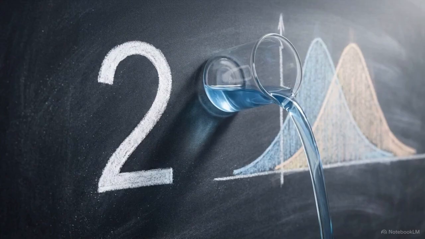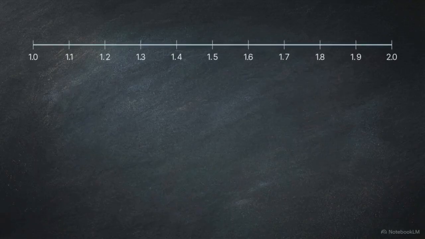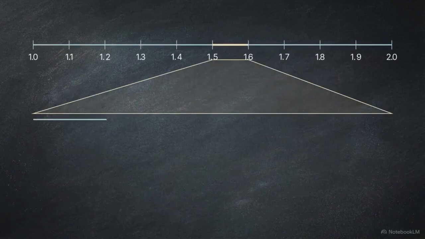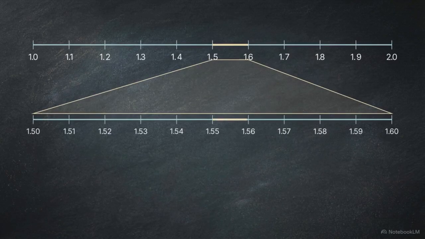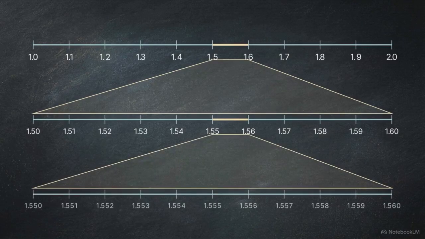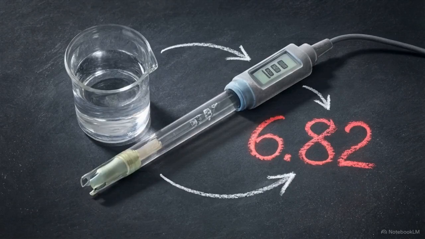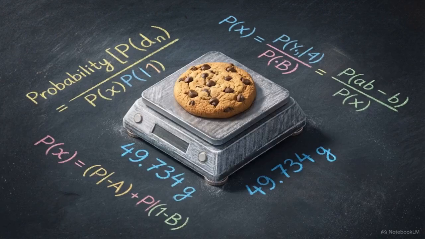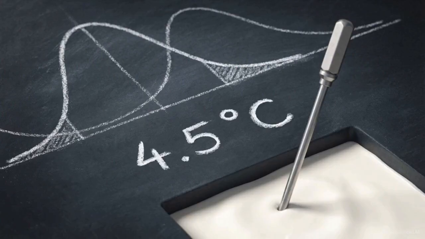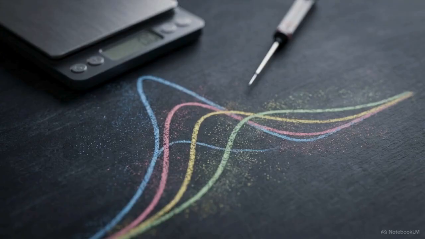The second category is the continuous random variable. Instead of counting isolated objects, you are measuring data along an unbroken scale that can theoretically be divided into infinitely smaller fractional values. The exact pH of a sample, the precise weight of a cookie, the temperature at which milk spoils are all continuous variables.